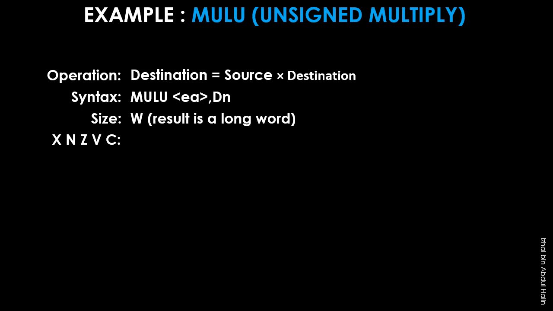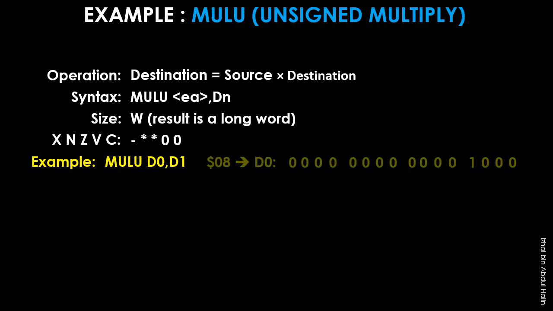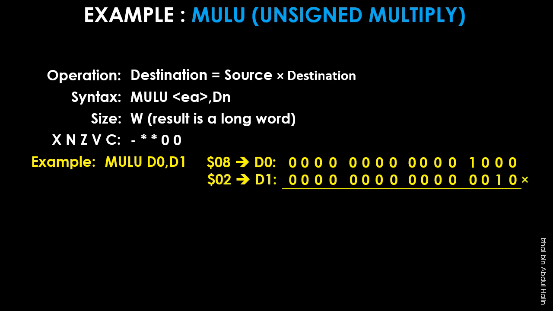As for the condition code register, the X bit is not affected. After the execution of this instruction, it will resume its previous value. Bits N and Z are affected. Bits V and C are reset to 0 after execution. This example shows the instruction MULU D0, D1. Assume that D0 contains the hexadecimal value of 0A. D1 contains 02. Multiplication is carried out from the LSB.